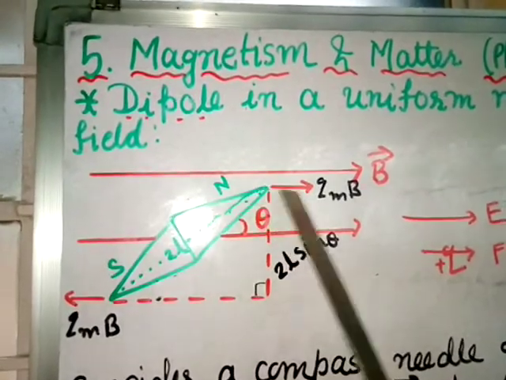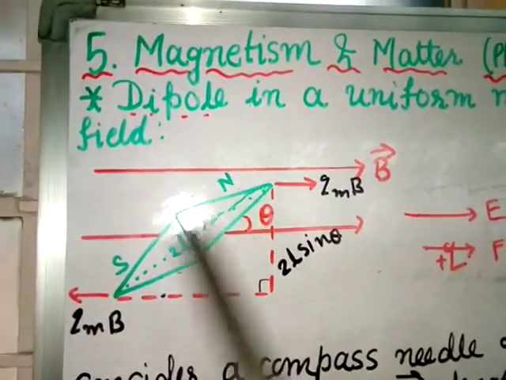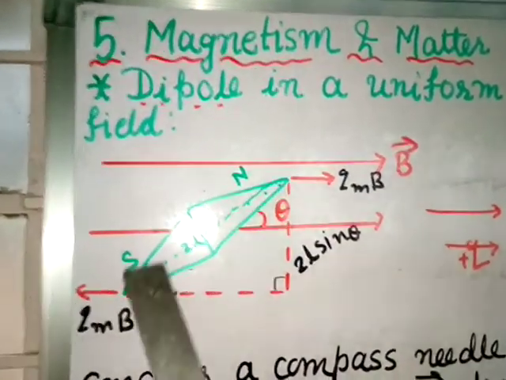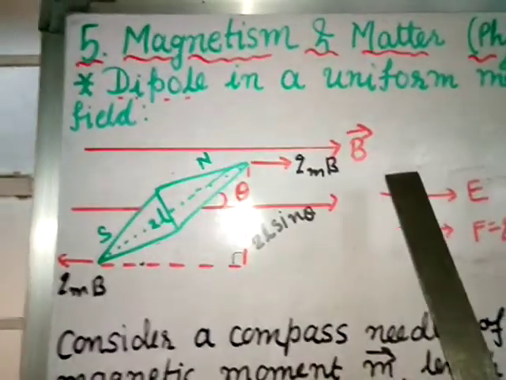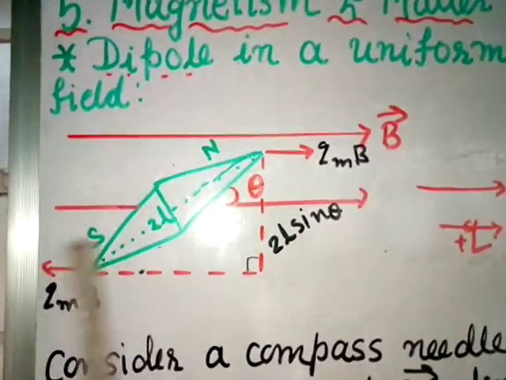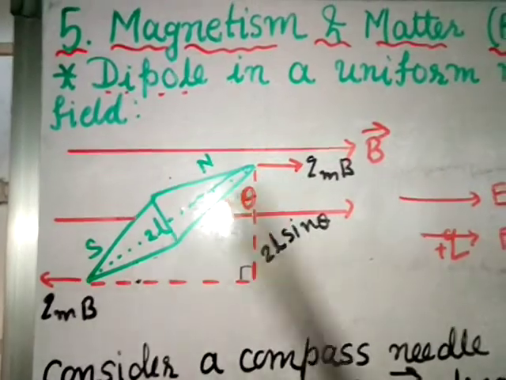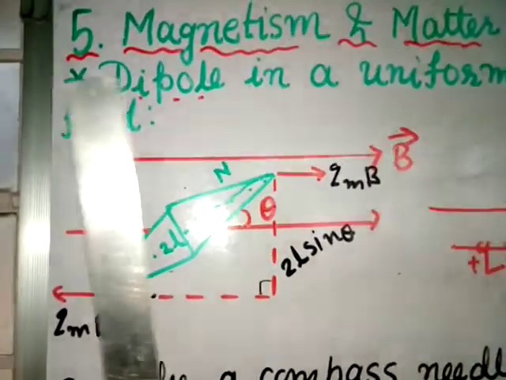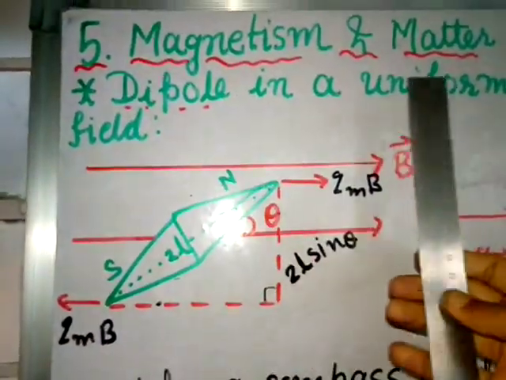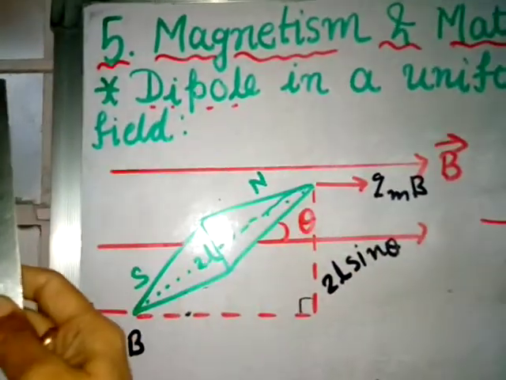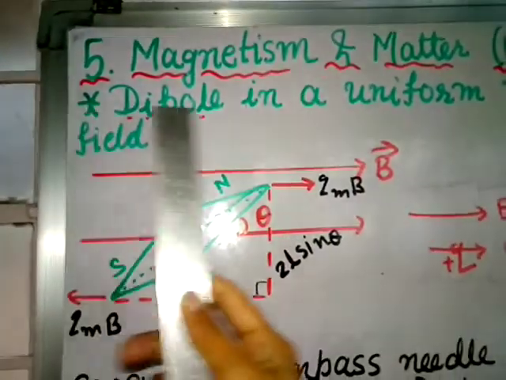But this force will be towards this side because Qm is a positive pole here and a negative pole here, opposite. So one force is positive, towards this side, and one force is negative. So the net force will be 0. That means there will be no translation motion. This force will not pull this side and this down force will not pull this side. So there is no net force.